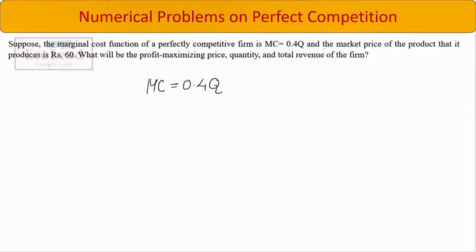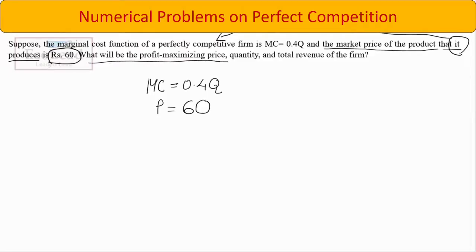Additional information is the market price of the product that it produces. Here, who is this "it"? This is nothing but the perfectly competitive firm. The price of the product it sells is rupees 60. So we can write here the price of the product is 60. Now what is the question they asked? The question is: what will be the profit maximizing price?